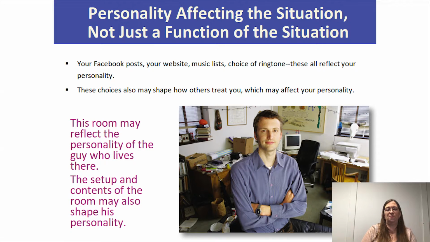The last slide in this video is looking at how personality affects a situation and is not just a function of the situation. So your Facebook post, your website, music lists, choice of ringtones, these are all reflective of your personality. These choices also may shape how others will treat you and how they actually react to you. So by getting to know you, they know how to interact with you, which can also then affect your behaviors as well. So when we look at this room in the picture here, it may reflect the personality of the guy who lives there, but the setup and contents of the room may also just shape his personality. So it may determine behaviors that he does as well.